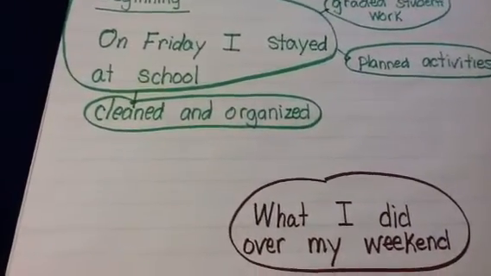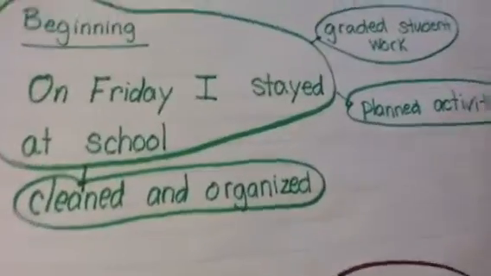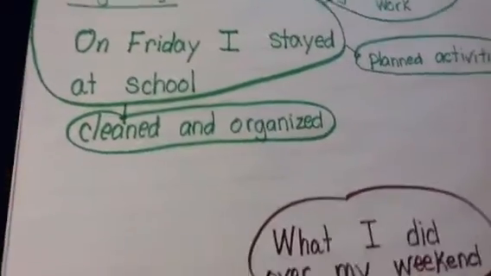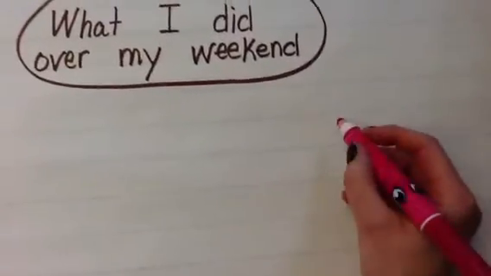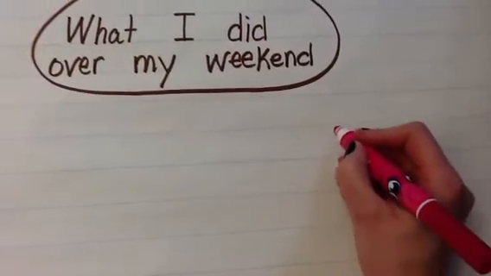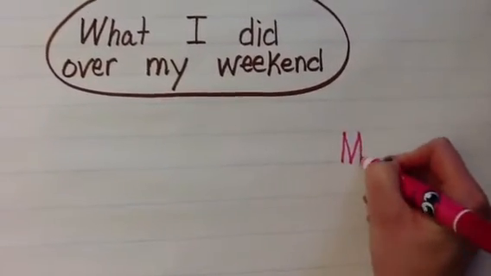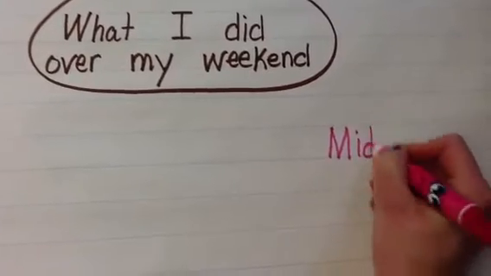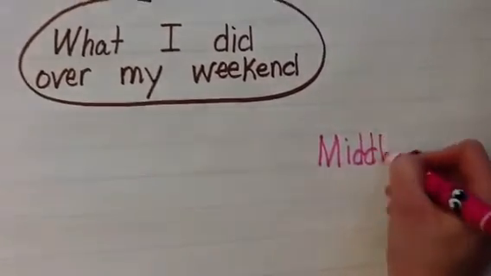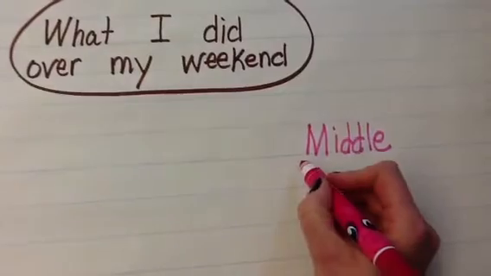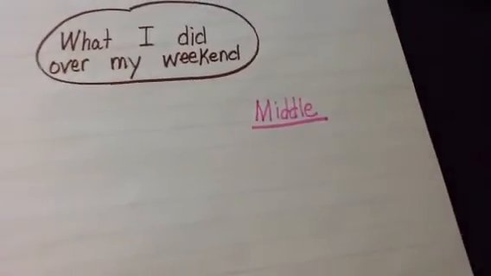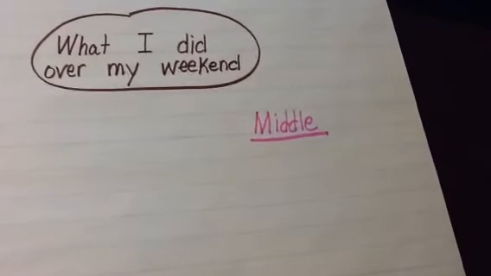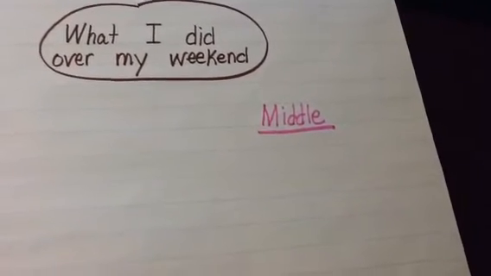Now I am going to think about something I did in the middle. This is something I did on Saturday. So first I am going to write the heading middle. You can do that with me. Write the word middle, underline it. If you need more time, press pause to write the word middle off to the side of your paper.